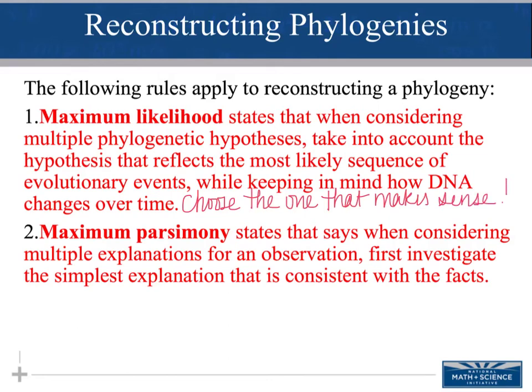And rule number 2, parsimony, says that when considering multiple explanations for an observation, first investigate the simplest explanation that is consistent with the facts. So, start simple. Alright, so those are your two rules. Choose the one that makes the most sense, start simple.